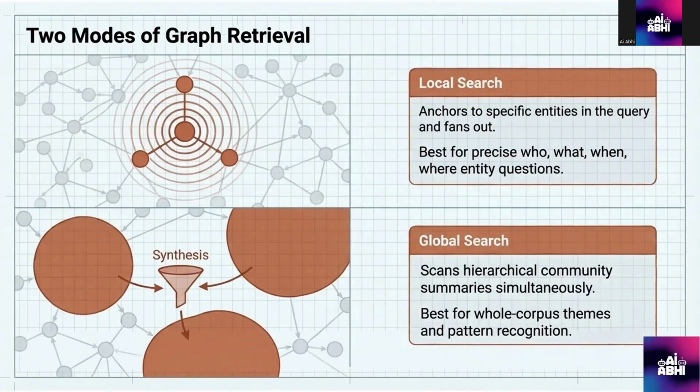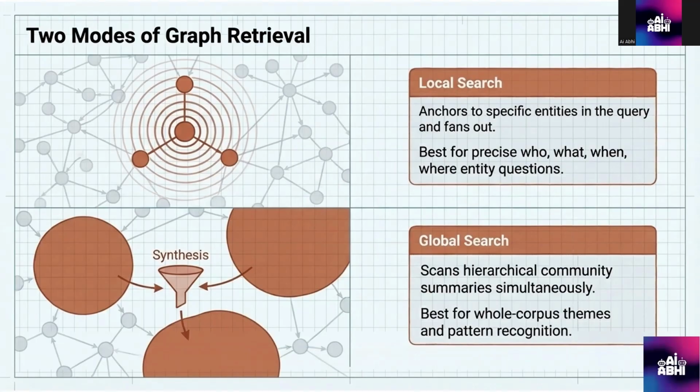So at query time, GraphRAG offers two fundamentally different search modes, and understanding this distinction is key for you. Local search anchors to the specific entities mentioned in the query, then fans out through the graph to collect related context, best for who, what, when, where questions about specific entities.